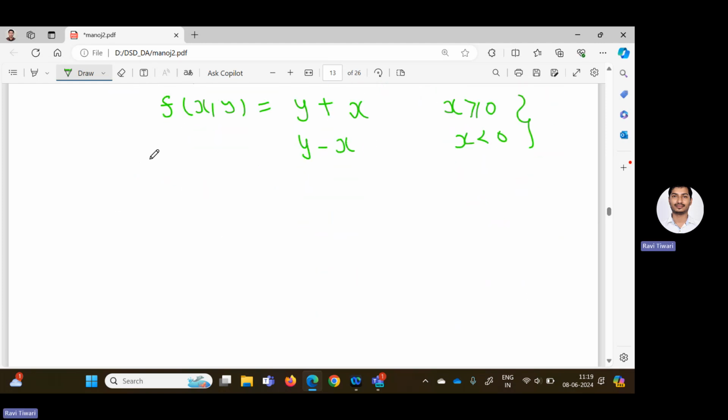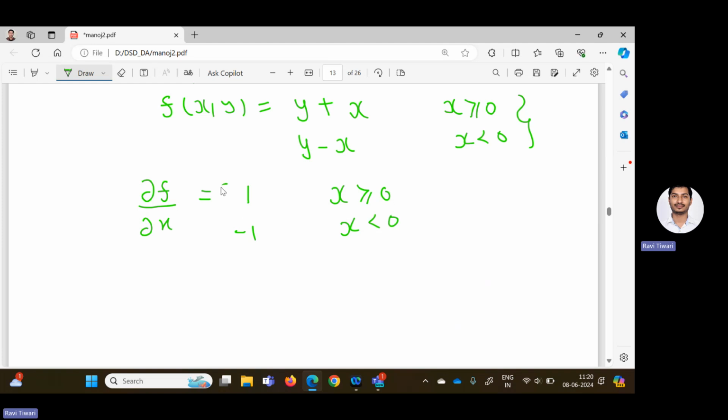So let me first calculate ∂f/∂x. What will ∂f/∂x be? Differentiation of y with respect to x, you know, is 0, and you will get here 1 if x is greater than or equal to 0, you can remove the equality sign or include it. And here we are getting minus 1 if x is less than 0.